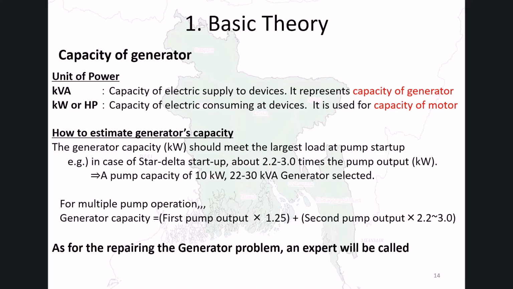When starting multiple pumps, if two pumps are to be operated, for example, the first pump should be allowed to run. The second pump should be allowed to start after the first pump reaches a steady state. The generator capacity at that time is equal to the first pump output times 1.25 plus the second pump output times 2.2 or 3. Parallel operation of generators is rarely used because of the need to synchronize frequencies. As for repairing a generator problem, an expert will be called since it requires advanced mechanical knowledge.